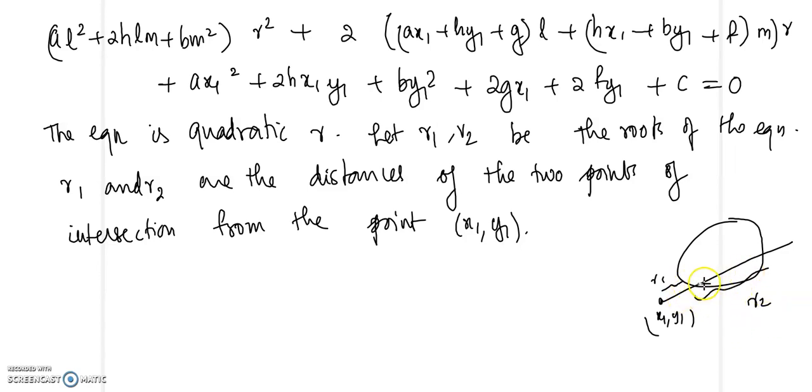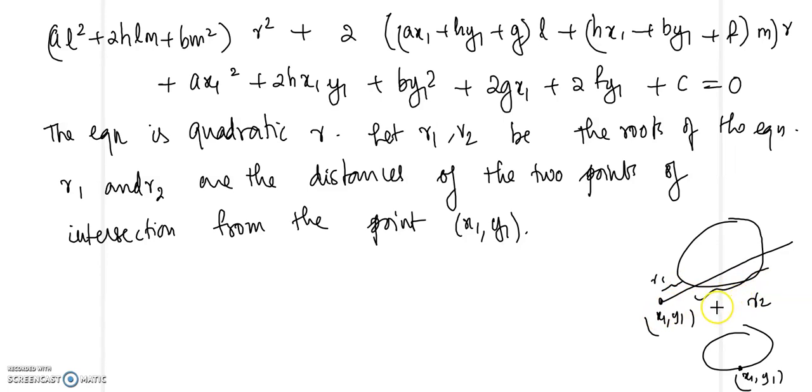Okay, so the point x1 y1 in the plane lies on the conic. When the point lies on the conic, there will be only a single point of intersection, so therefore the distance from the point to the conic will be 0. So r1 and r2 will be 0. So we will get a tangent line in that case. So this line actually becomes the tangent line in that case.